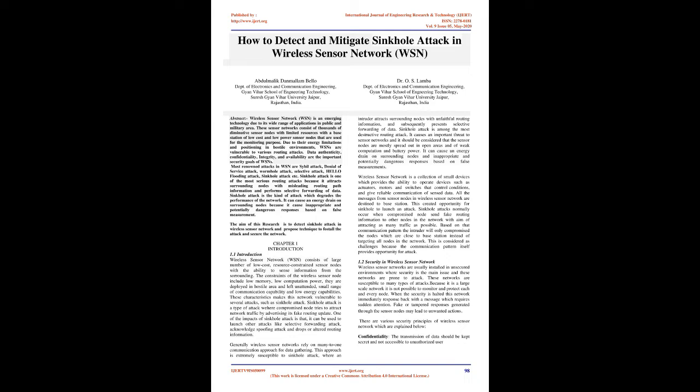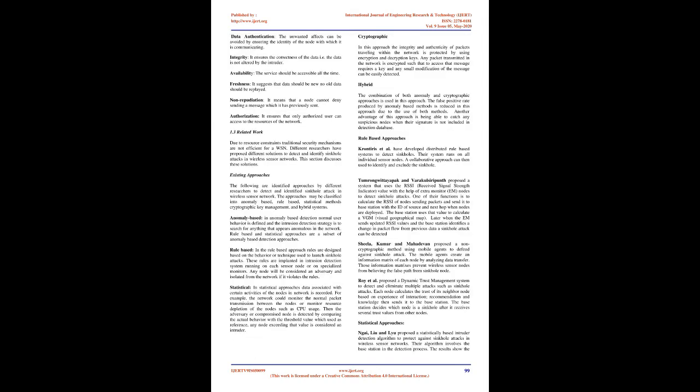Sinkhole attacks normally occur when compromised nodes send fake routing information to other nodes in the network with the aim of attracting as much traffic as possible. Based on that communication pattern, the intruder will only compromise the nodes which are close to the base station instead of targeting all nodes in the network. This is considered a challenge because the communication pattern itself provides an opportunity for attack.